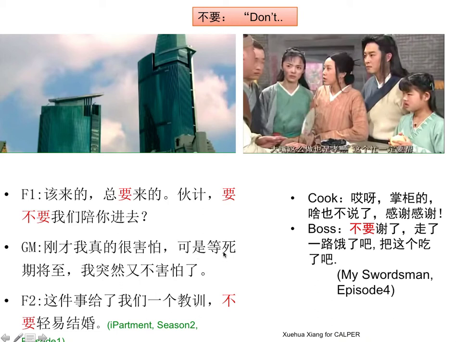可是等死期将至. 死期将至, this is the idiom. It's a formal register, like you are writing this in a book. 死期将至, when the death sentence is coming. 我突然又不害怕了, suddenly I'm not afraid anymore. And the second friend says, 这件事给了我们一个教训. So this event gave us a lesson. 教训, a lesson, a moral lesson. 不要轻易结婚. 轻易, easily, 结婚, get married. 不要, don't do that. So it's not no need to, it's don't. 不要轻易结婚. So let's watch this part.